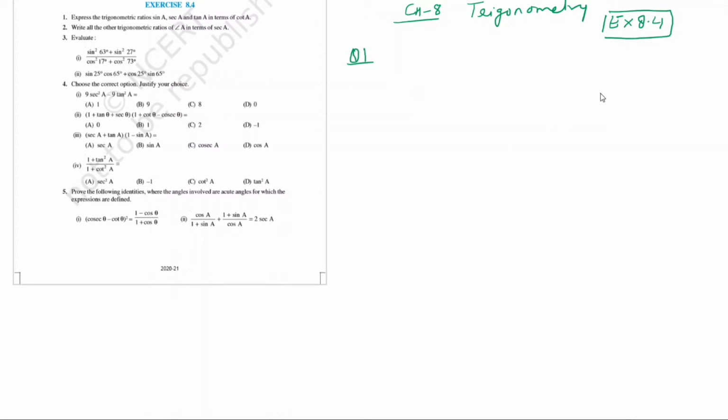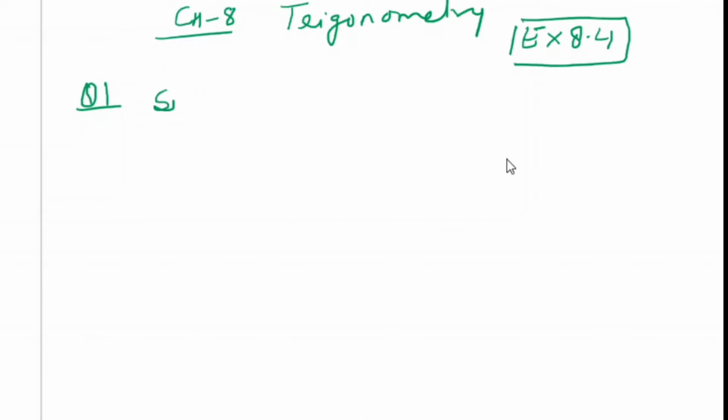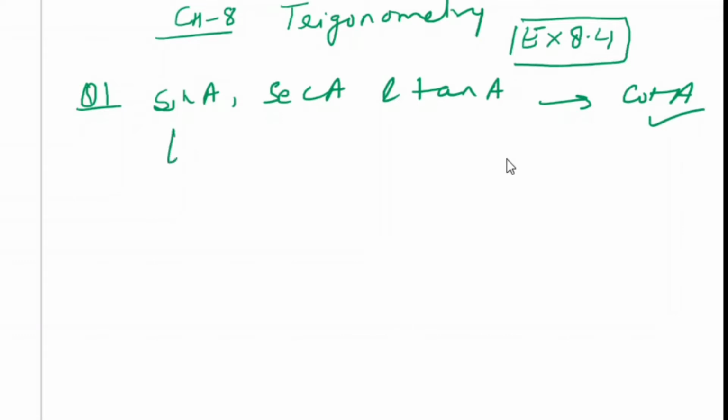Now here the first question is we have to write sine A, sec A and tan A in terms of cot A. Okay, this is what the question is about. So what we will do, we'll just try to write all the terms and we'll start from the term which is more close to cot A. So here we'll start from tan A. So tan A, you can easily write as 1 upon cot A.